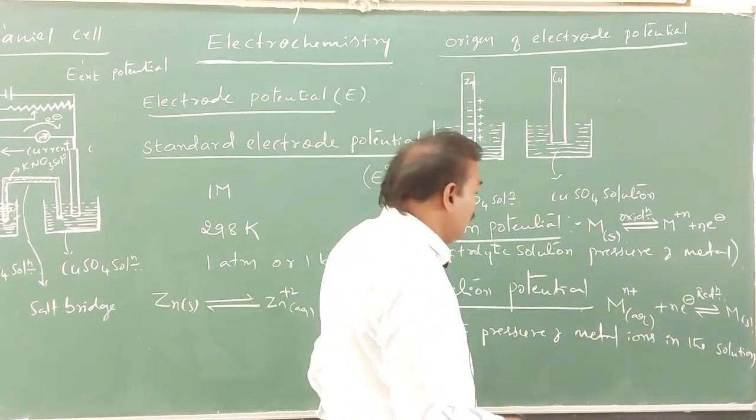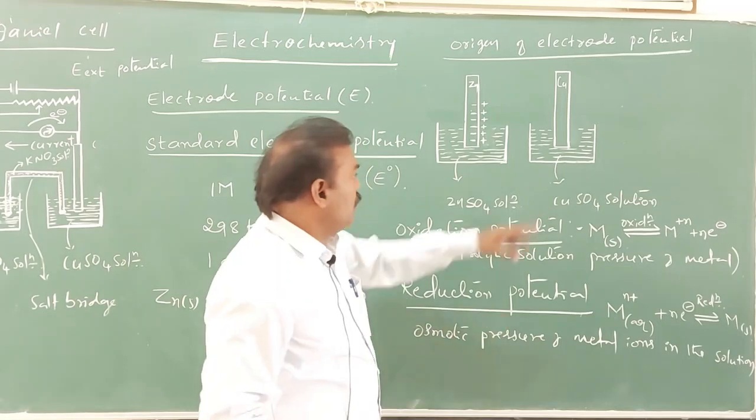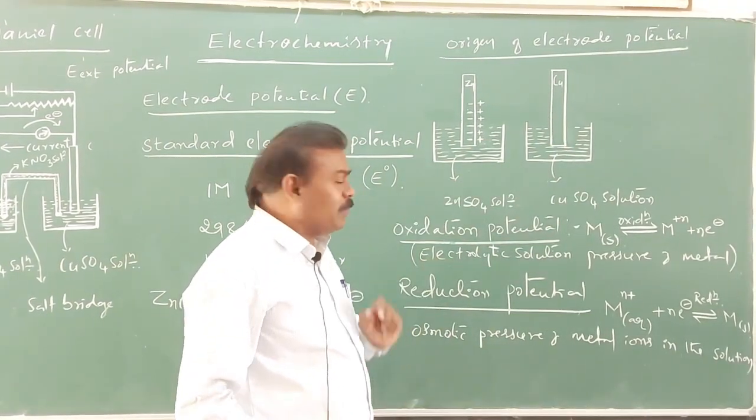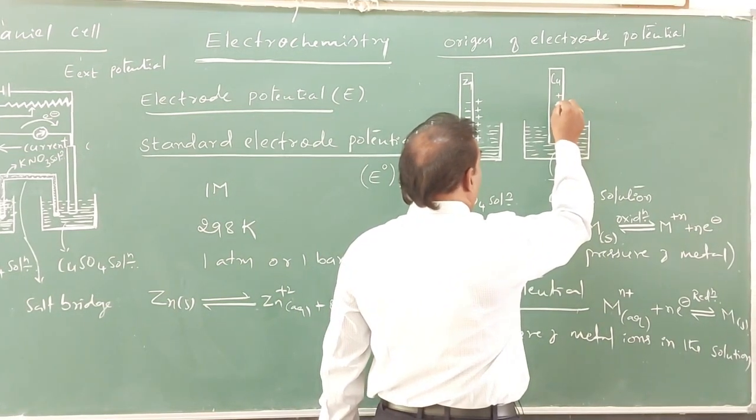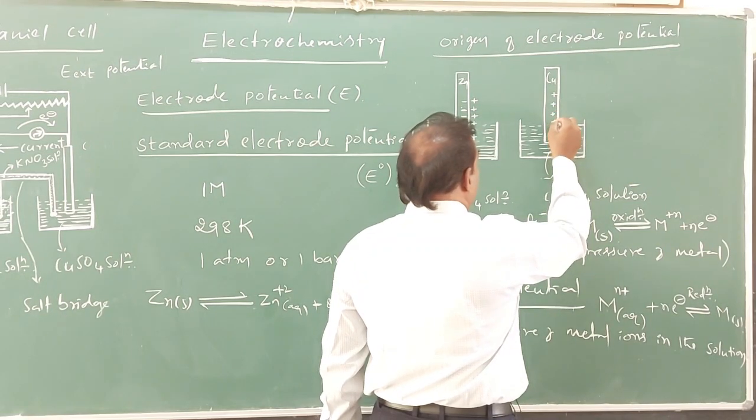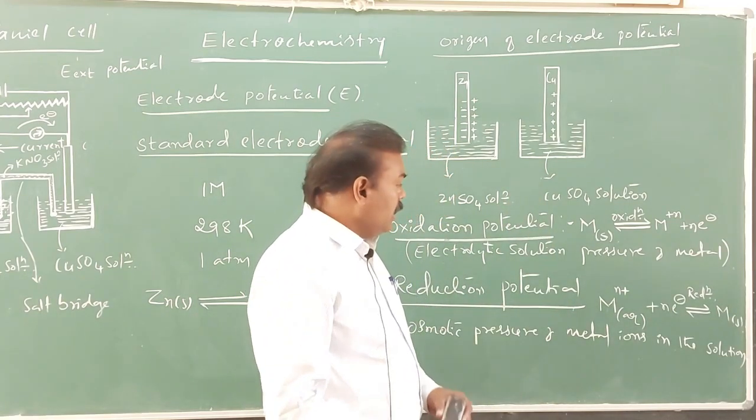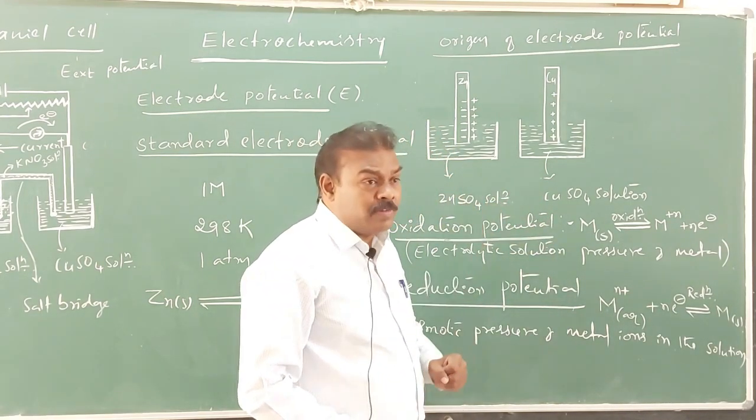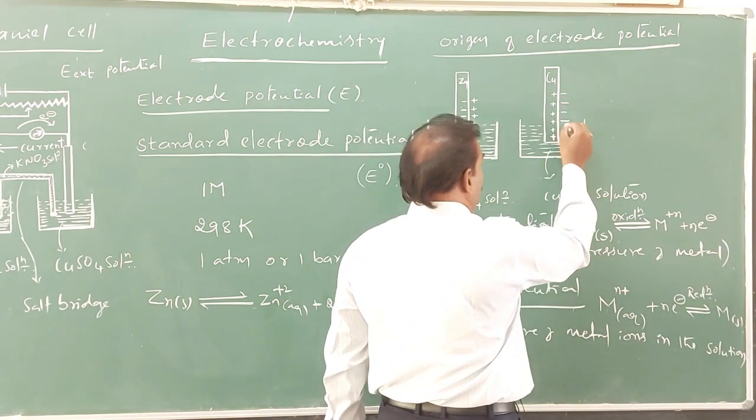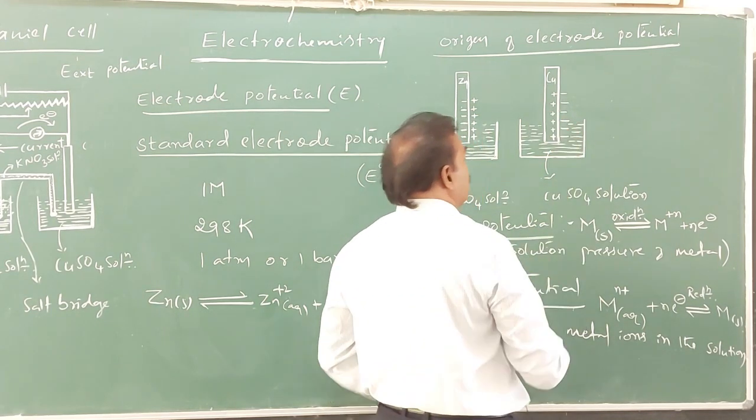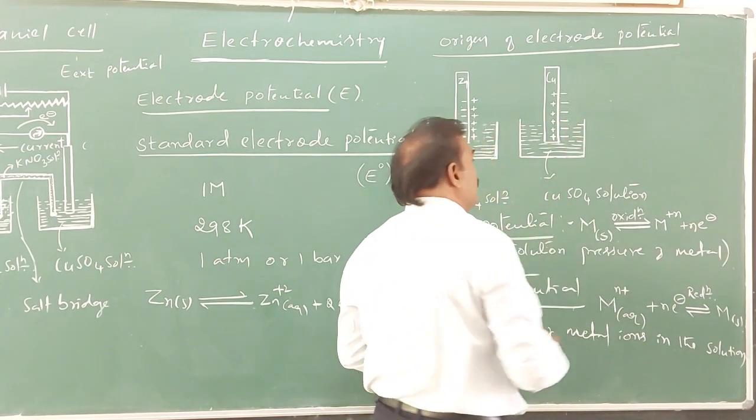Listen to me. Now here, metal ions of the copper. What is the charge on the copper? That is +2, or usually positive charge. That positive charge develops on the surface of the copper metal or copper electrode. And the negative ions of the solution will be attracted. So the negative ions of the solution, this is also what is called an electrical double layer. Positive, negative, positive, negative, positive, negative.